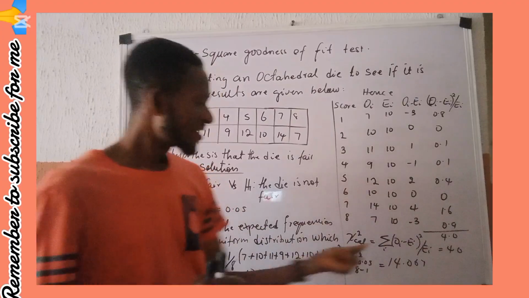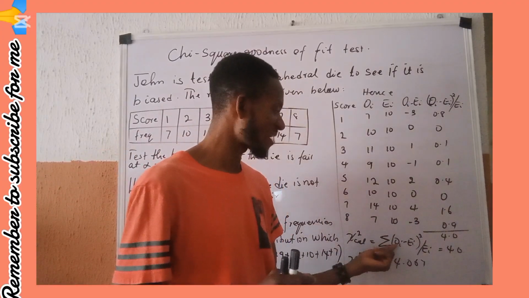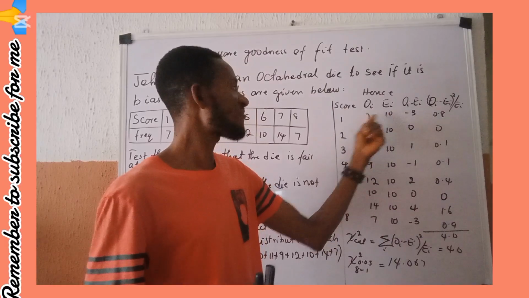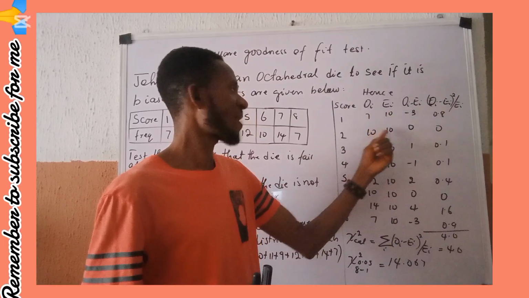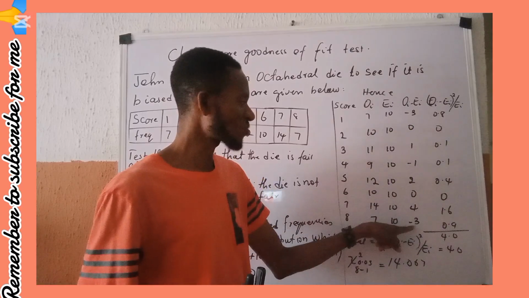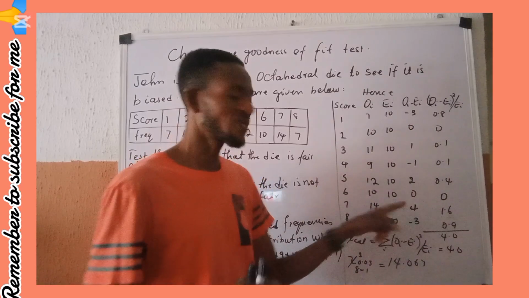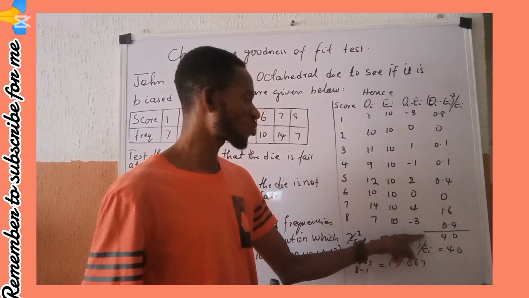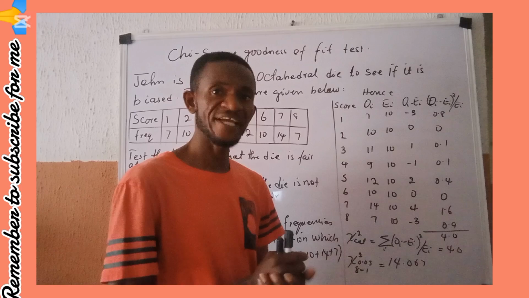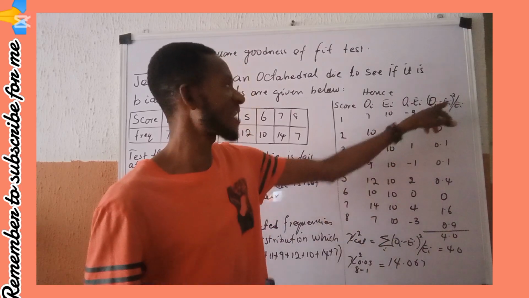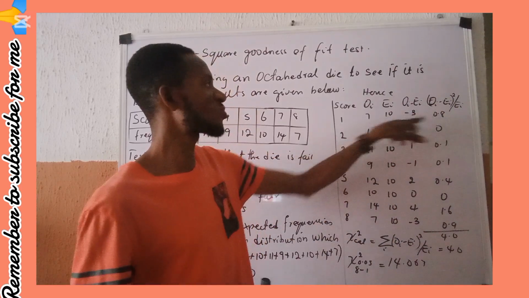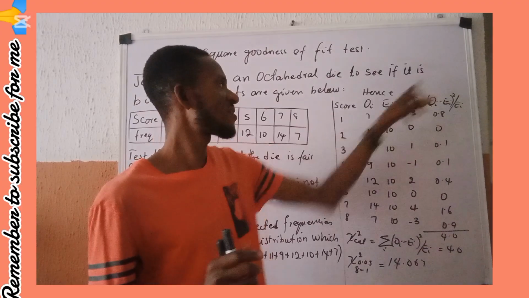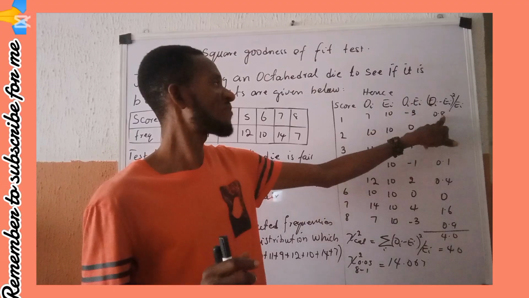Taking the differences here means observed minus expected. Observed is here, expected is here. 7 minus 10 will give us minus 3. 10 minus 10 will give us 0. Down to the last one, where we had 7 minus 10 to give us minus 3. Looking at this formula, of course, we square it and then divide by the expected frequency. So squaring and dividing by the expected frequency will give this one to be 0.8. That is to say, minus 3 squared divided by 10 will give us this value here.